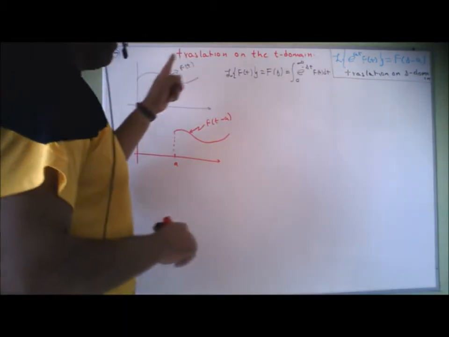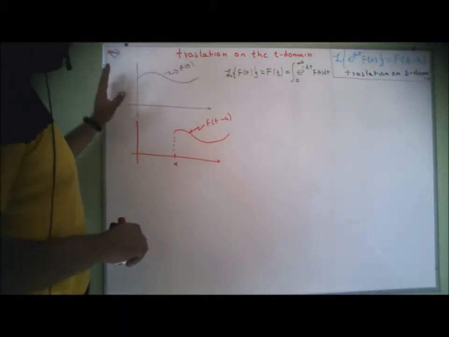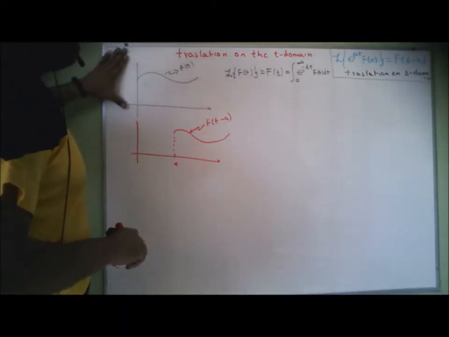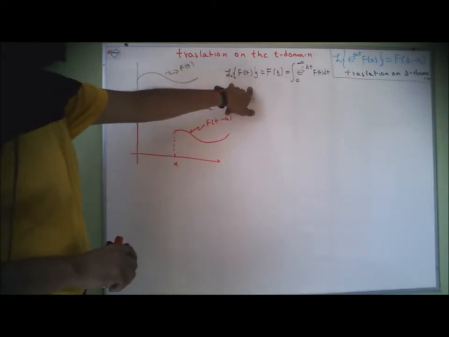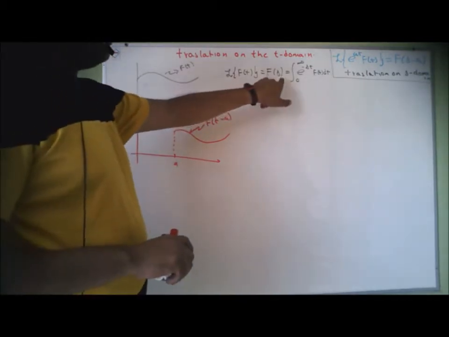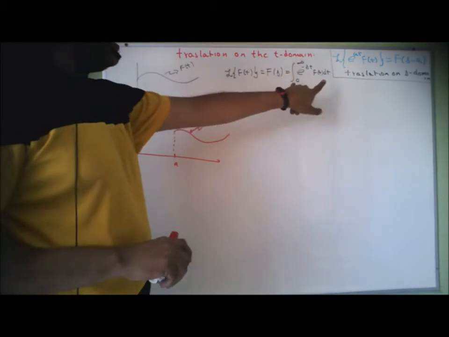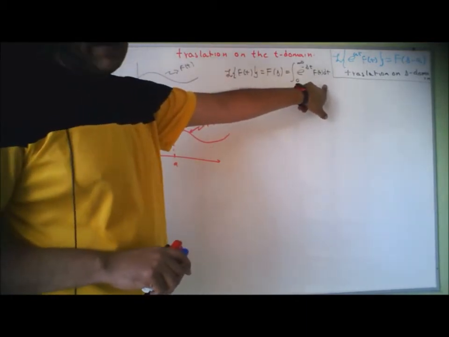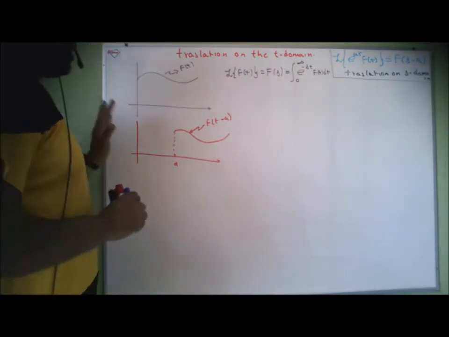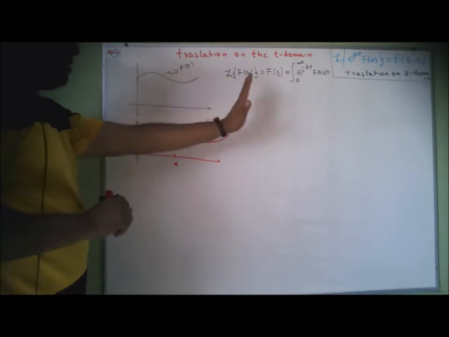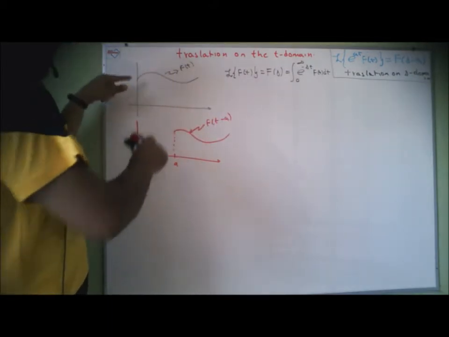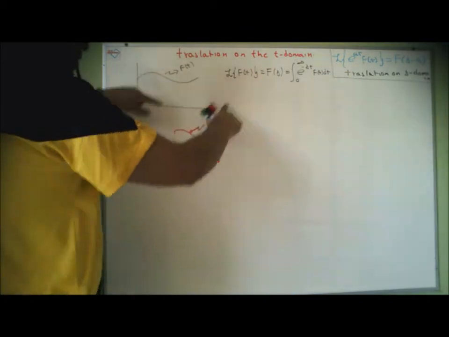Now, here we are going to see what happens if the function, this is the function f of t, we can calculate the Laplace transform of f of t, and we get capital F of s. Here you have the definition of the Laplace transform. Okay, now, what happens if you push the function to the right, meaning that this function goes to the right, like this.